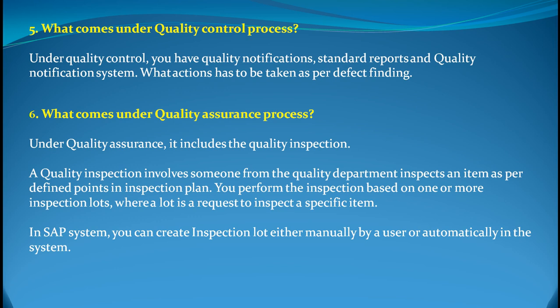Okay. The sixth question is, what comes under quality assurance process? Now these are two different questions. The first is the quality control process and this is the quality assurance process. Under quality assurance, the main work of any consultant is quality inspection. Quality inspection involves, right from the quality department, if there are 1,000 items, then you have to check an item as per the defined points in the inspection plan.